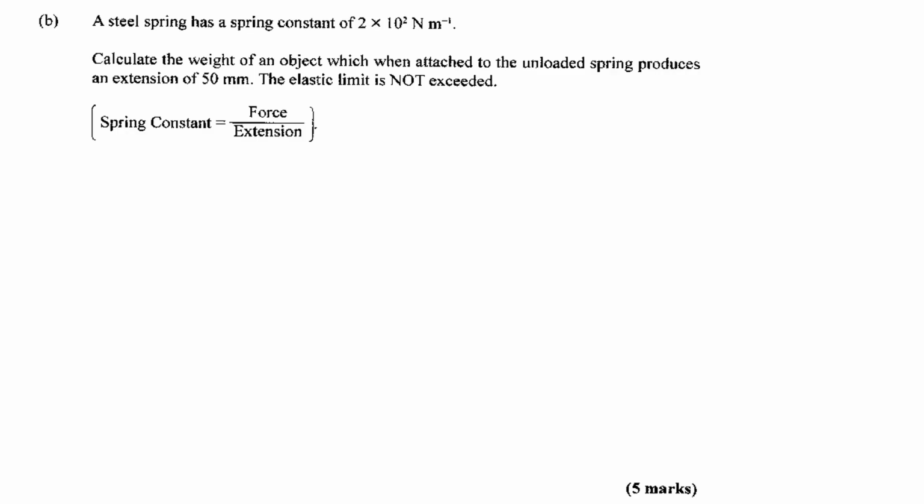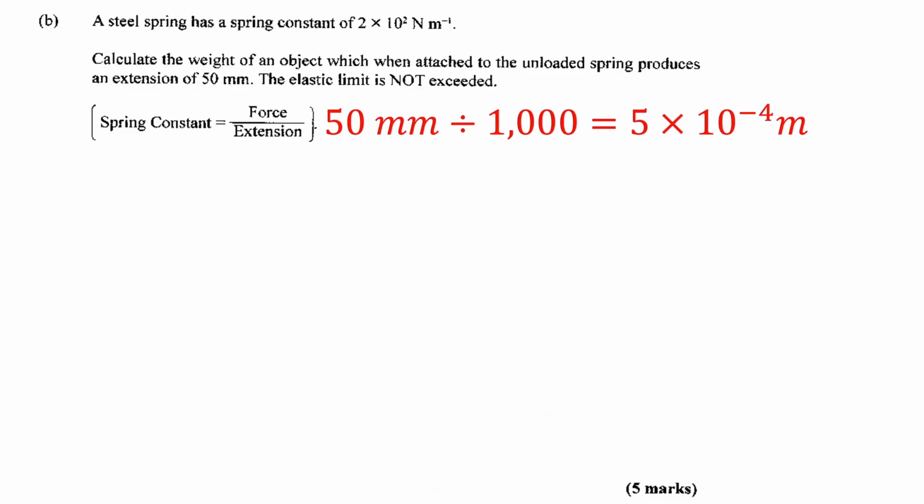So let's see. First thing we need to do is notice that the spring constant is given in units of newtons per meter, and the extension is given in millimeters. So we need to convert that millimeters to meters by dividing by 1,000. And so that will give you 5 times 10 to the negative 4 meters.